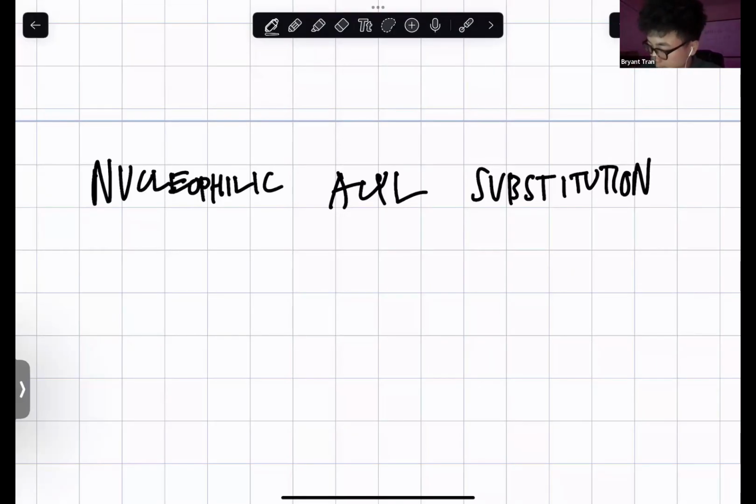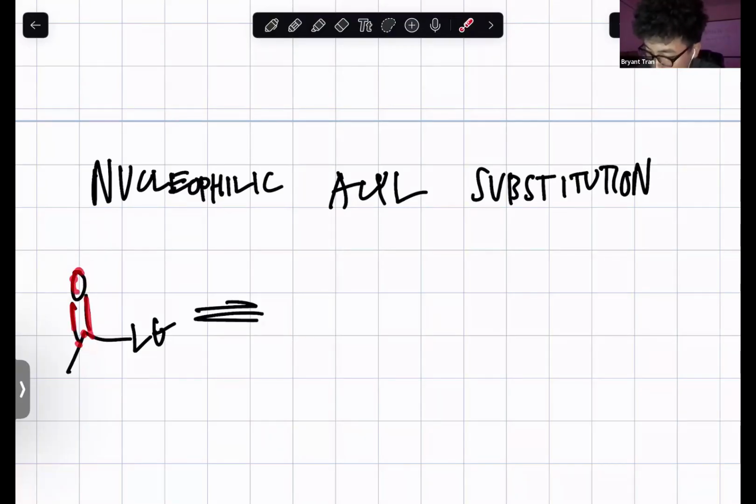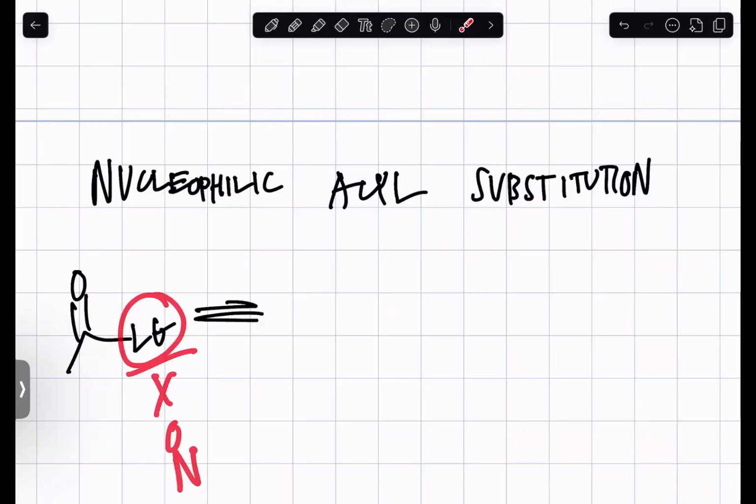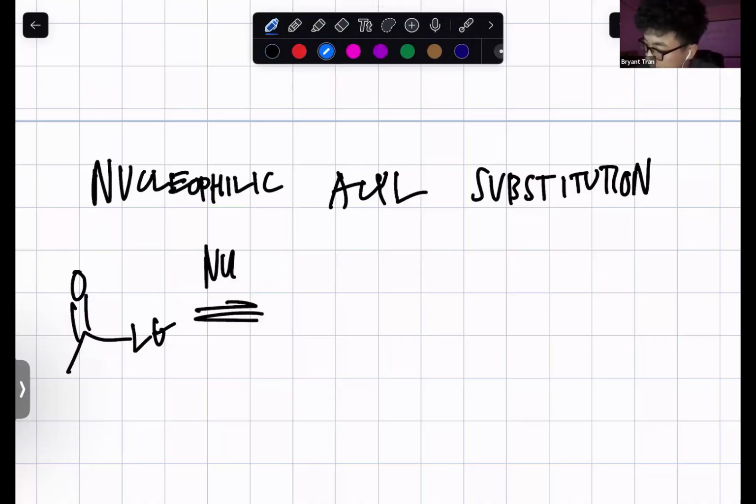Right? And to give a general example of that, let's say we have this carbonyl here, which is an acyl group, a carbon double bond oxygen, attached to some leaving group. And this leaving group is most likely attached through an electronegative atom, like a halogen, oxygen, or nitrogen. We can add some nucleophile, abbreviated as Nu, and we could do something called addition, where we add the nucleophile to the molecule that we have here.